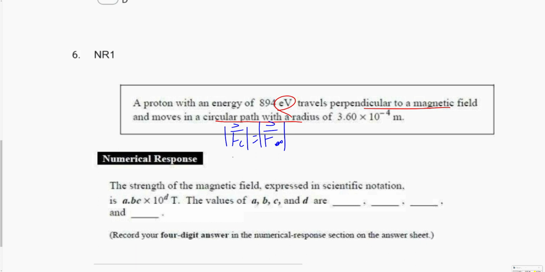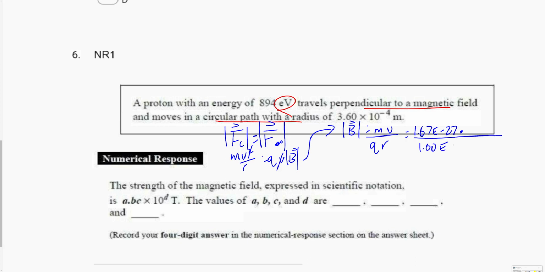Let's say mv squared over r equals qvb. B's cancel. I'm going to say B is equal to mv over qr. Perfect. Sub in numbers. We have the mass of a proton, 1.67 times 10 to the minus 27 kilograms. I don't know the speed of the proton. I do know the charge, by the way, 1.60 times 10 to the minus 19. R is 3.6 times 10 to the minus 4.